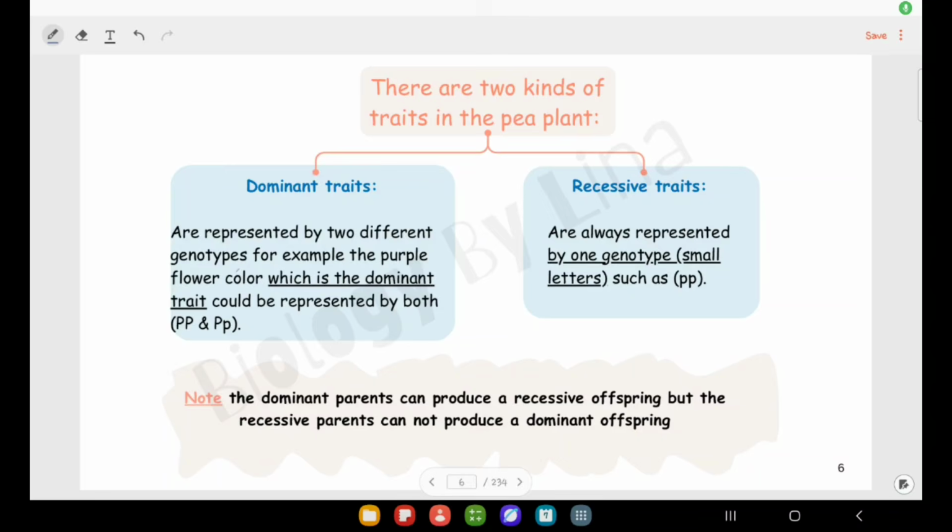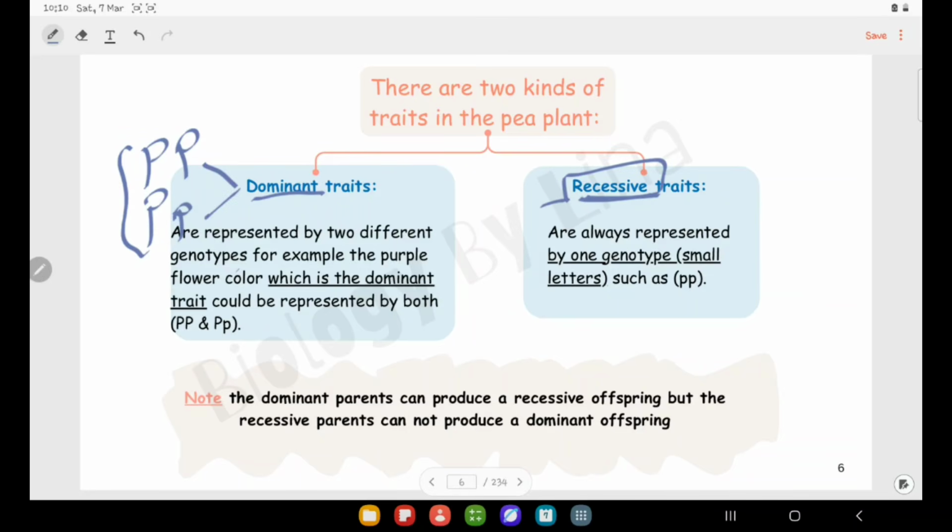We have two types of traits in the pea plant: the dominant and the recessive. The dominant can be represented by two different genotypes. It can be either P capital, P capital, or we can write it as P capital, P small. For example, this is for the purple flower, which is a dominant trait. What about the recessive? The recessive trait is represented only by small letters. Both of them should be small letters, like P small, P small for the white flower.